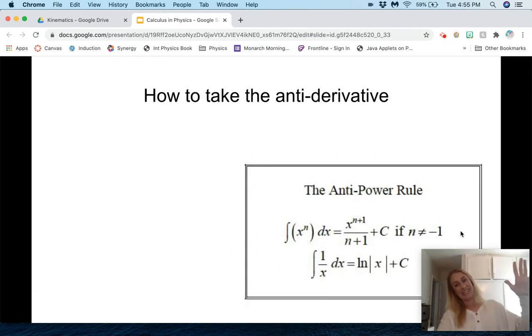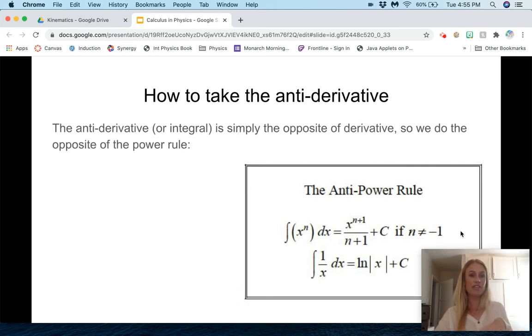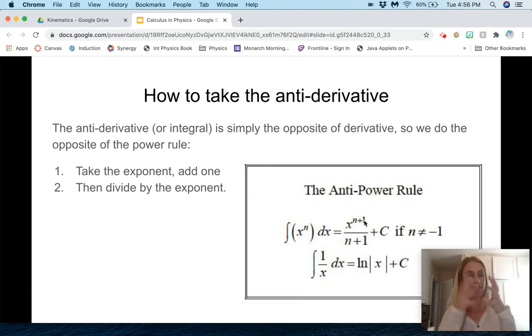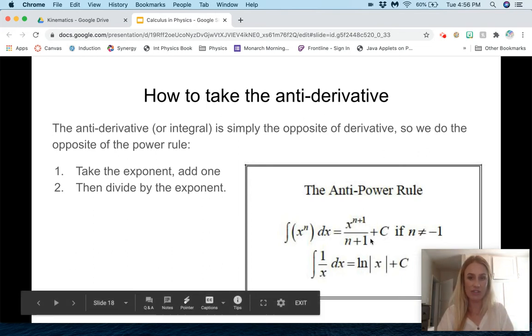It looks like this, which again looks very, very scary, but I'll take you step by step through it, okay? The antiderivative or integral is simply the opposite of the derivative, so we do the opposite of the power rule. So number 1, we're going to take the exponent and add 1. Remember, with the power rule, we subtracted 1 from the exponent. With an antiderivative, or anti-power rule, we add 1 to the exponent, hence n plus 1. And then we divide by that whole thing, so we're dividing the entire function by n plus 1.